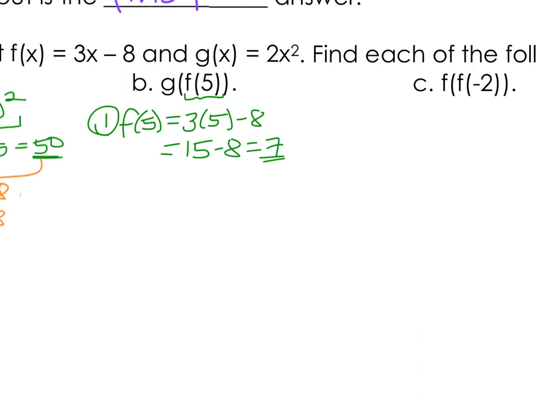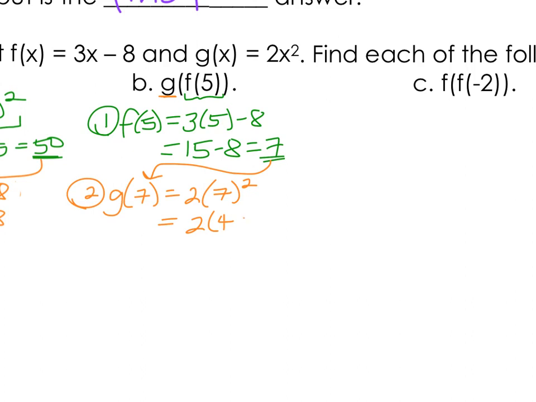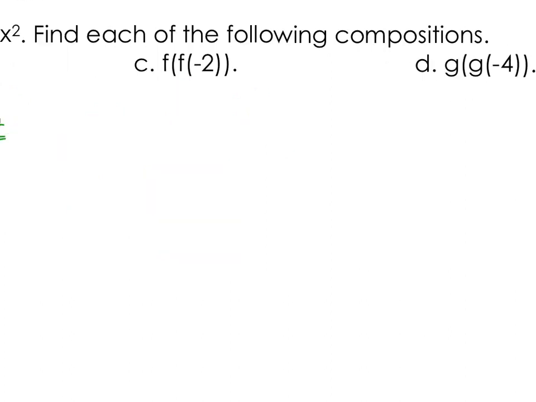But then by definition, that output becomes the input for the other function, g of x. So in step 2, we'll evaluate g of 7. g of x is 2 times x squared, which means we're going to evaluate 2 times 7 squared. 7 squared is 49, and 2 times 49 is 98. The composition g of f of 5 equals that end result of 98.